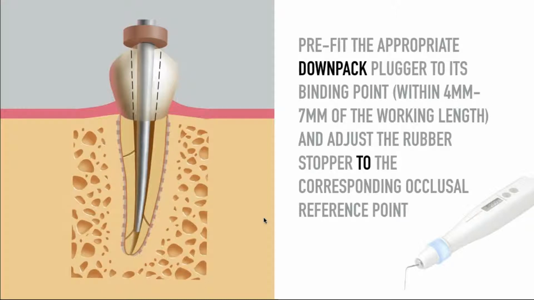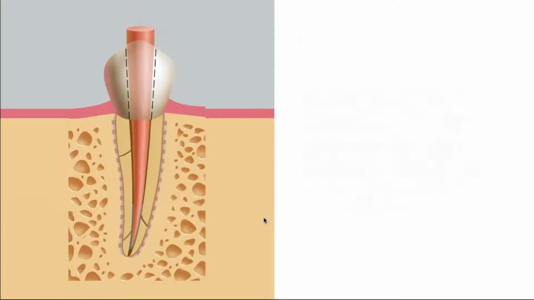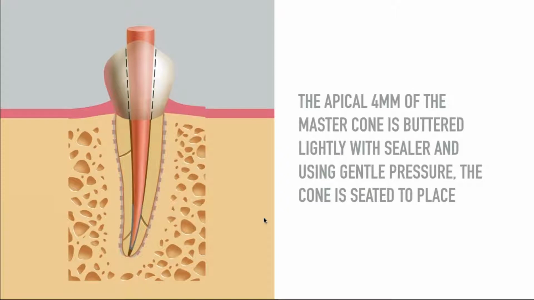So we fit our plugger, we fit our gutta percha cone. Now we take some sealer. You don't need a lot. You just want to butter it very lightly at the apical 1/3, at the apical 4 millimeters of the master cone, and seat it very gently to length. You fit canal number 1, canal number 2, canal number 3, and canal number 4. I fit all my cones.